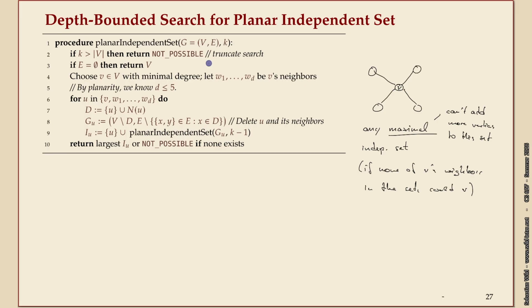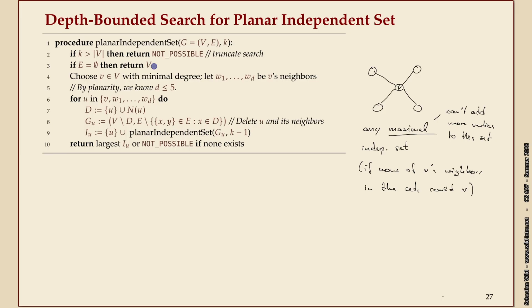And so what it does is obviously a depth-bounded search. That's still the chapter we're in. So we're given a graph and the parameter, which is the size of the independent set we're trying to construct. If k is larger than the number of vertices in the entire graph, then we're certainly out of luck. Whereas if the edge set is empty, then that's easy. We can just return the entire set.